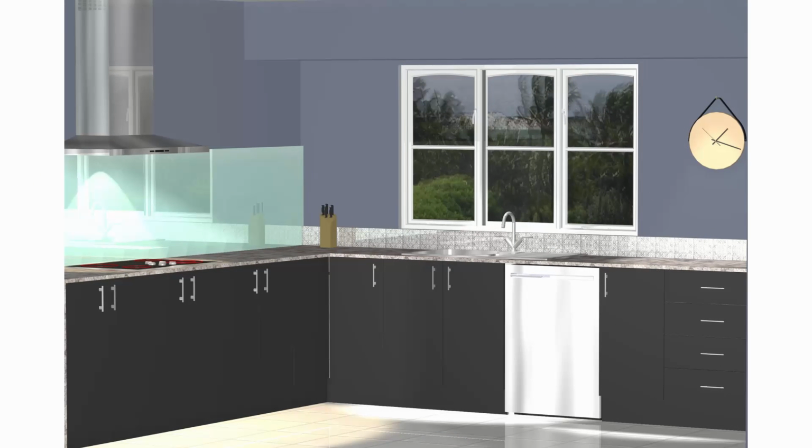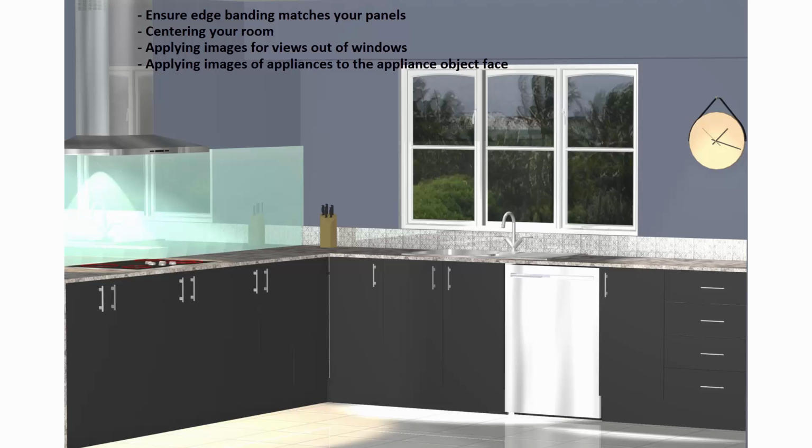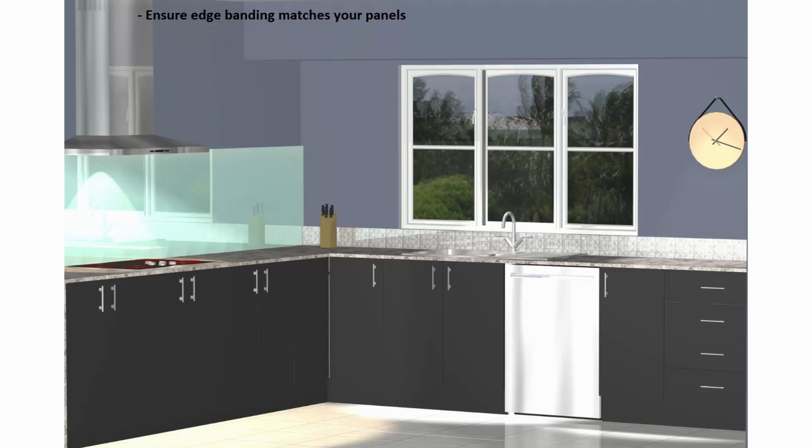Lastly, here are a few final tips to assist with producing great quality renders. They include: ensure the edge banding matches your panels, centering your room, apply images for views outside of windows, apply images of appliances to the appliance object face, the camera views, showing or hiding walls, and adding 3D objects.